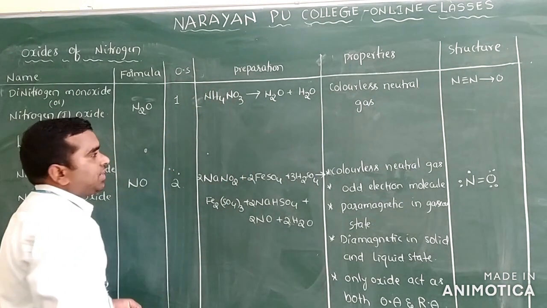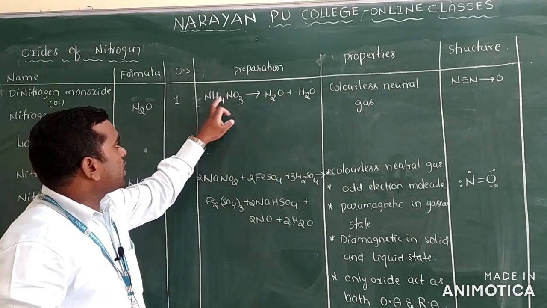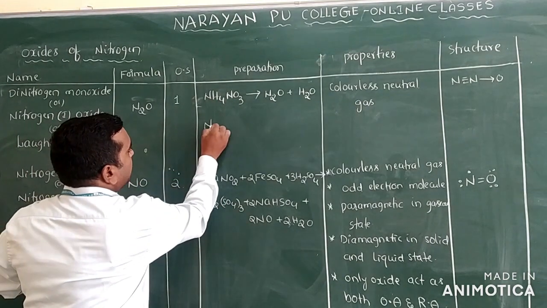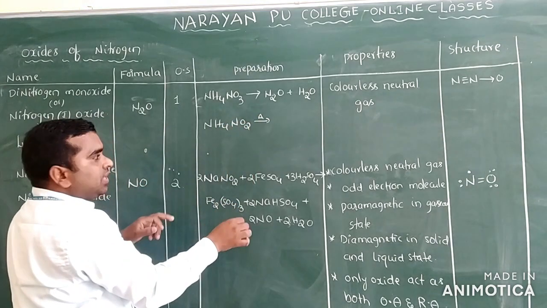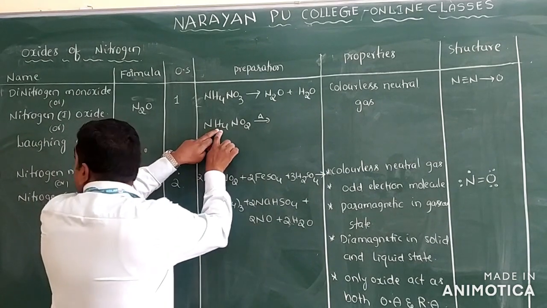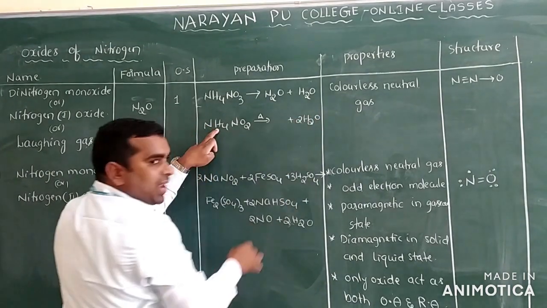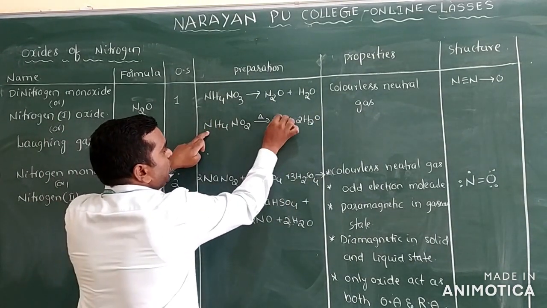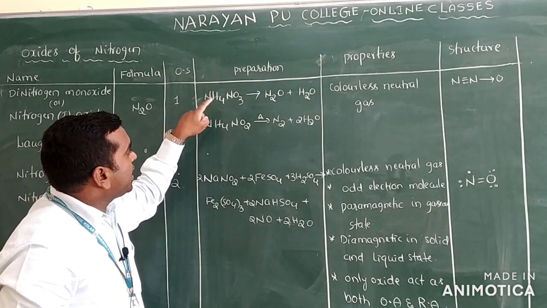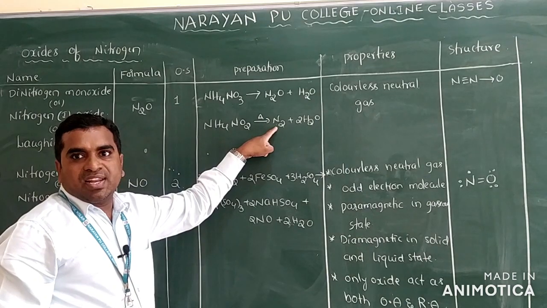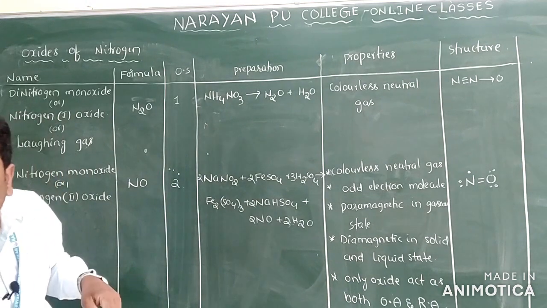And how to prepare this? Very important. Previously we discussed ammonium nitrite, NH4NO2. If you heat ammonium nitrite, you get 2 water molecules removed, plus N2. This is the preparation of N2. Previously, with ammonium nitrite, nitrogen is the product, but here we have taken ammonium nitrate.